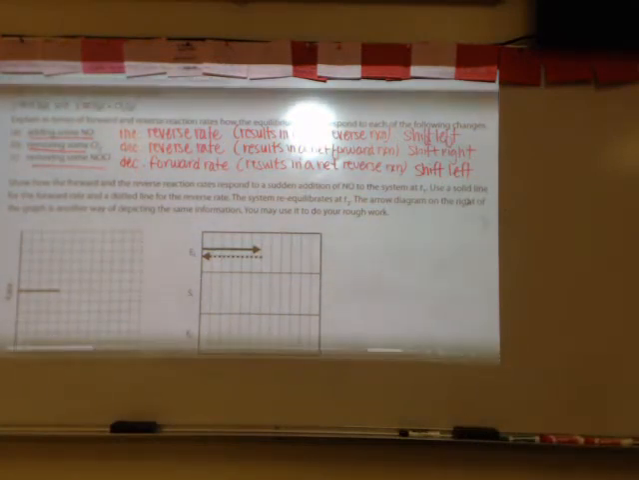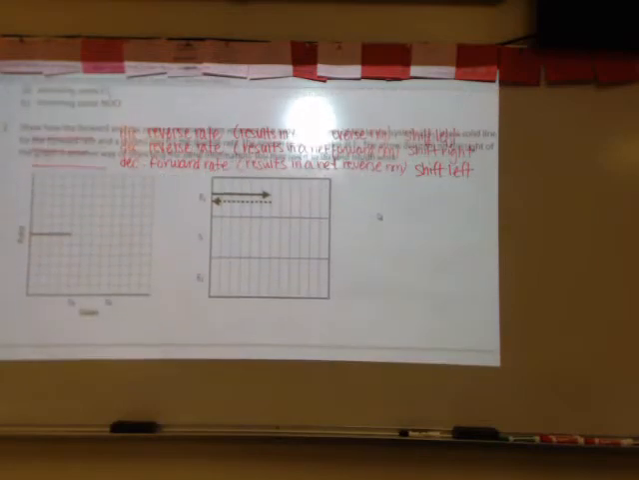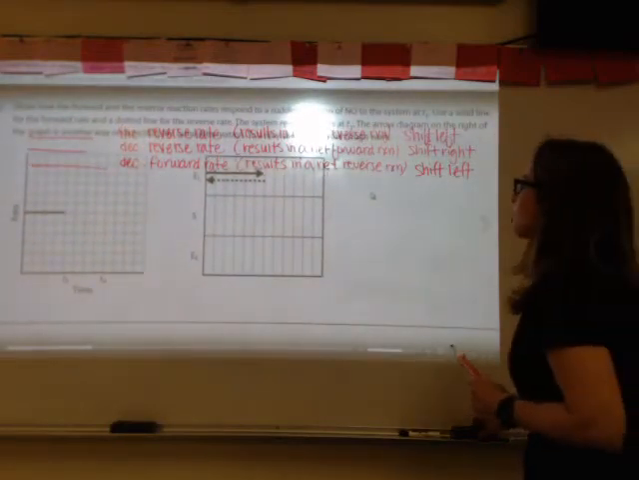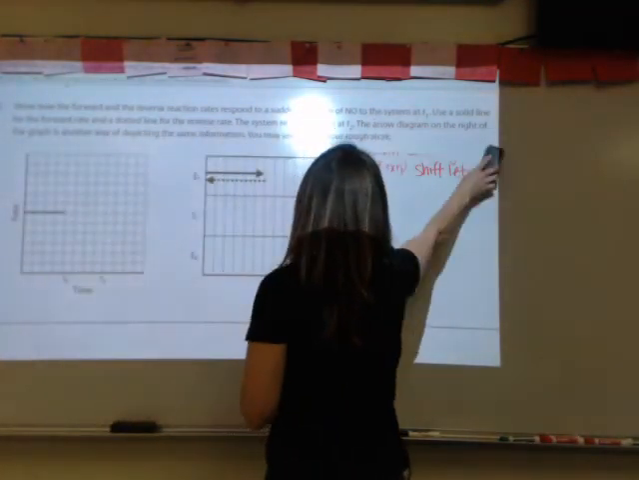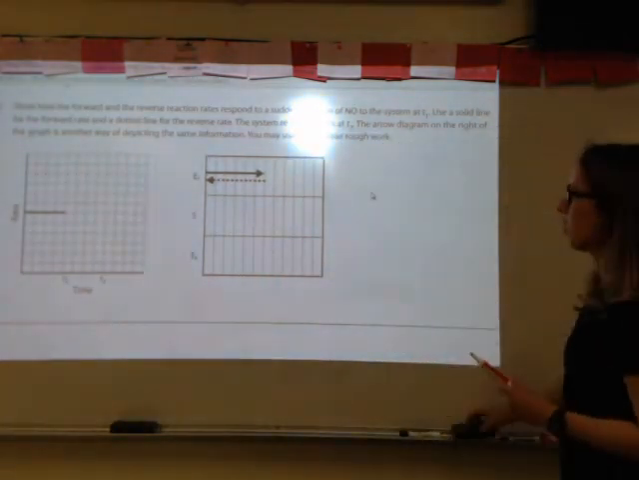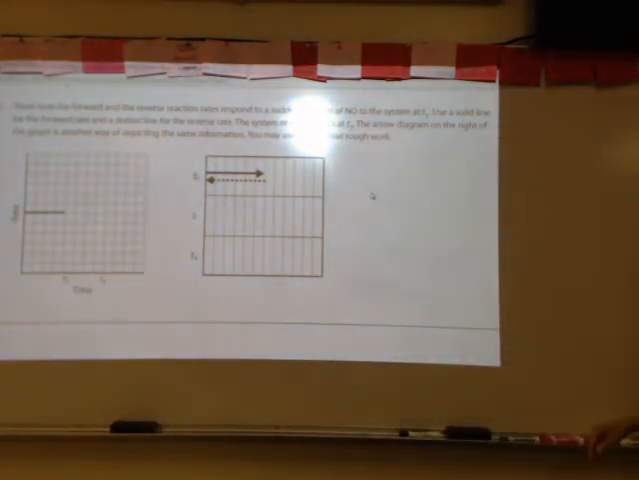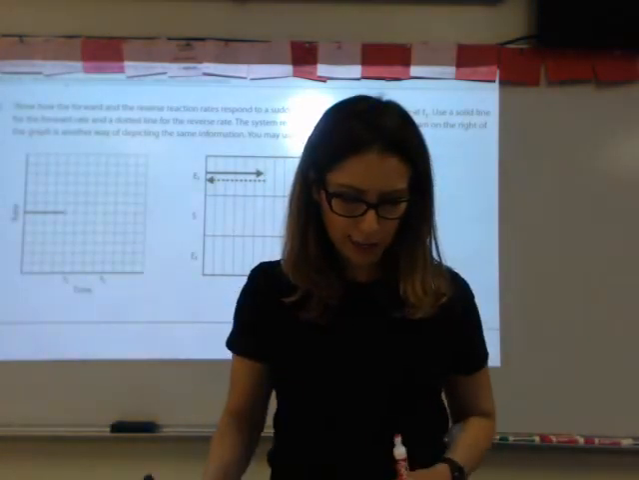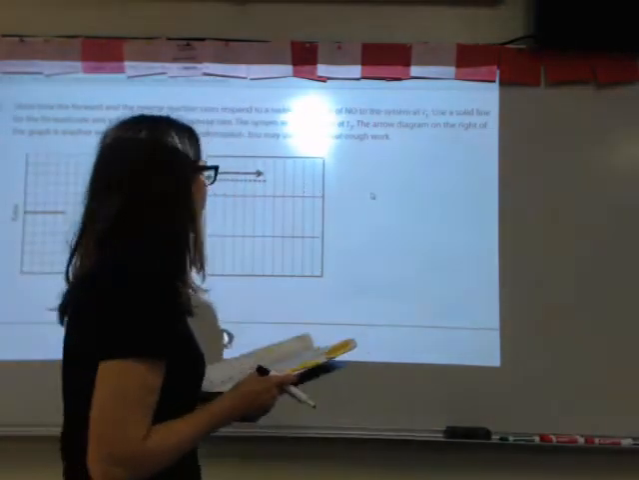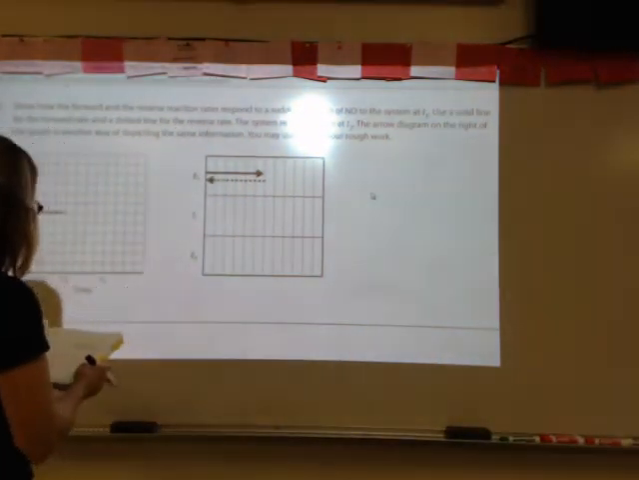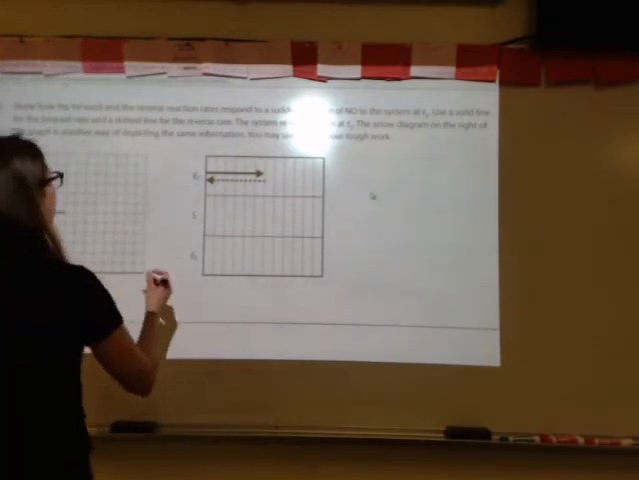Number 2, show how the forward and reverse reaction rates respond to a sudden addition of NO to the system at T1. Use a solid line for the forward rate and a dotted line for the reverse rate. The system re-equilibrates at T2. Okay, so if we suddenly add NO, and NO is a product, anytime you suddenly add something, you're going to increase one of the reaction rates. So we're increasing the concentration of product.